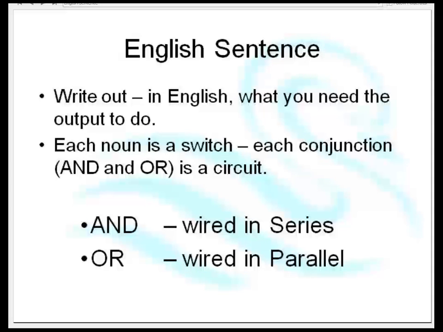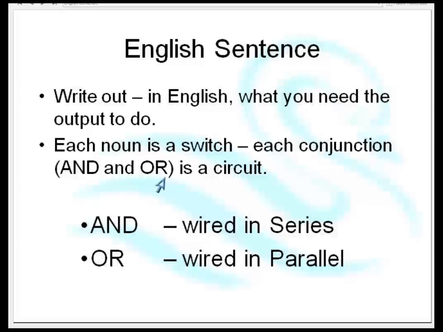Because the rules are, you write it out in English, and then you look for things called nouns. Nouns are objects. So nouns are things, well, they're real things. Every noun is a switch. And then you look for special words which are called conjunctions. Conjunction means something that joins. Conjunctions are and, or.